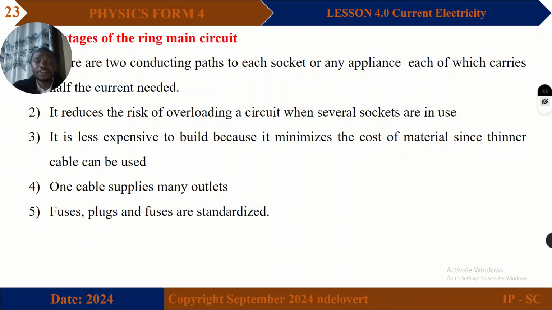Now, what's the advantage of the ring main circuit? The first advantage is that you have two conducting paths to each socket, so each carries half the current needed by any appliance. It reduces the risk of overloading. It's less expensive, because one cable supplies many outlets. Plugs and fuses are also standardized. So that's the advantage of using a ring main circuit.